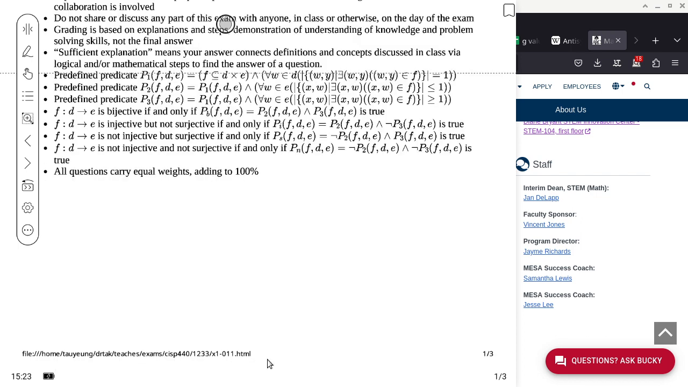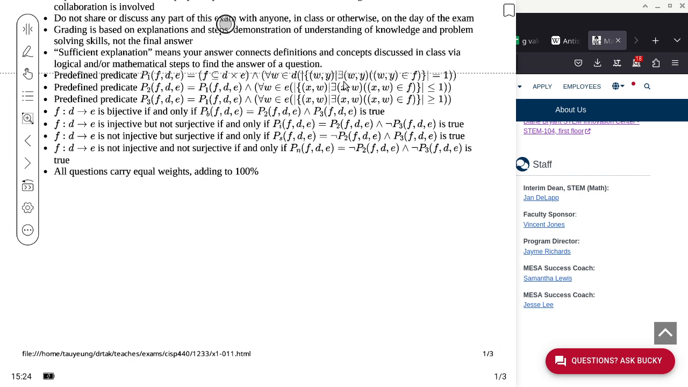So scroll up. We are continuing here. In this particular case, I have predefined a few functions. P1 is a function, but it's also a predicate. So P1 of F, D, E is defined this way, P2 is defined this way, P3 is defined this way, and so on. Do you recognize any one of these definitions? What is P1, what is P2, and what is P3? Those are related to concepts that we have talked about already, related to functions.